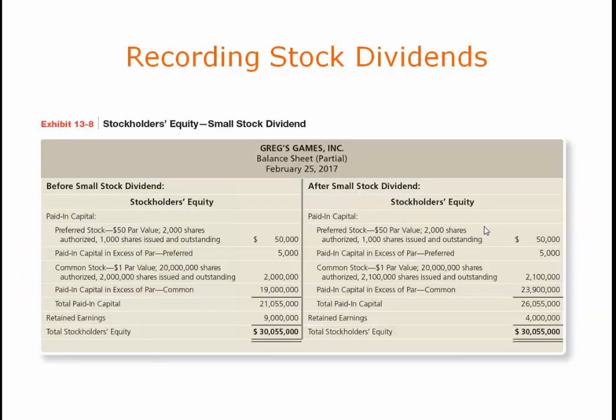And here's what the common stock dividend looks like on the left side and on the right side. It's a small stock dividend, but you notice the big difference here? The only real difference is there's two accounts that have changed. This account changed by 100,000. The total stayed the same, but it changed between here and here. You have 21,055,000, and you now have 26,055,000. So we moved 5 million out of retained earnings, from 9 million to 4, and put it into common stock, and we distributed it between par and paid in capital.